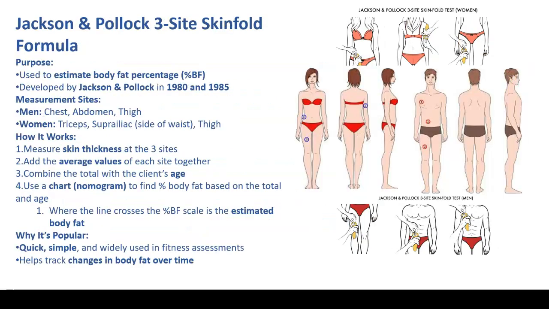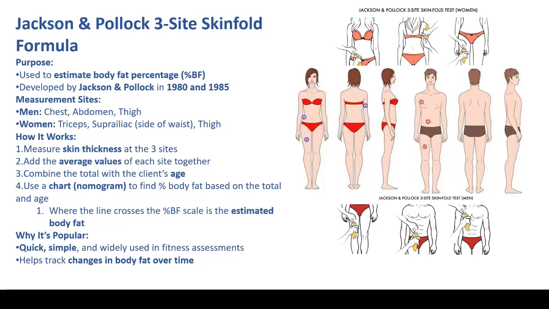We have here the Jackson-Pollock 3-site skinfold formula. It's very popular. It's a method to estimate how much body fat a person has using just 3 skinfold measurements and their age. Basically, which spots do we measure? For men, as you can observe on the screen, chest, belly, and thigh. And for women, back of the arm, the triceps, side of the waist, the suprailiac site, and the thigh.